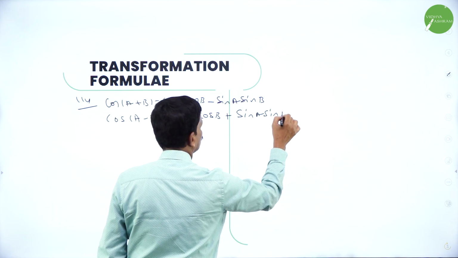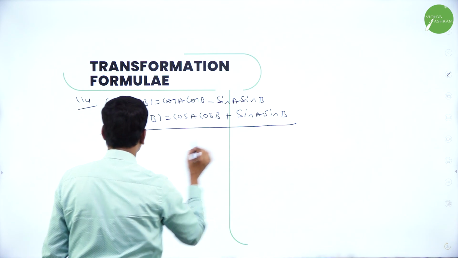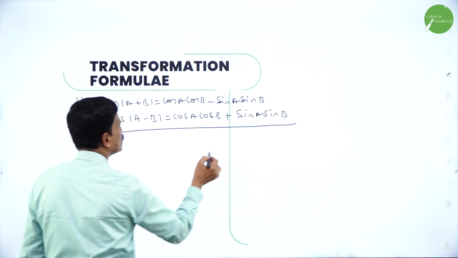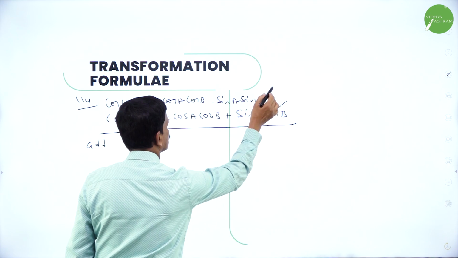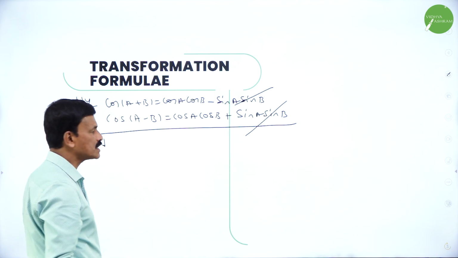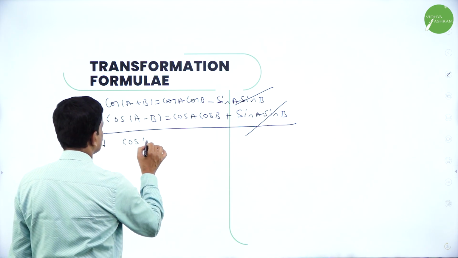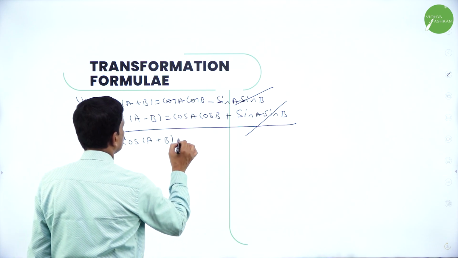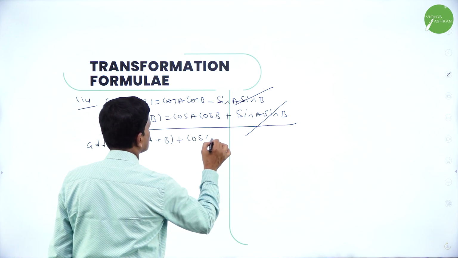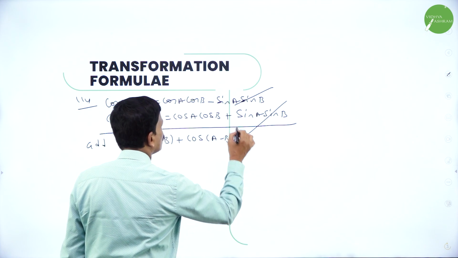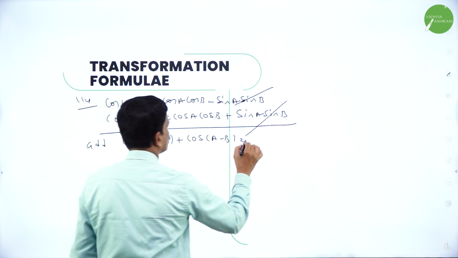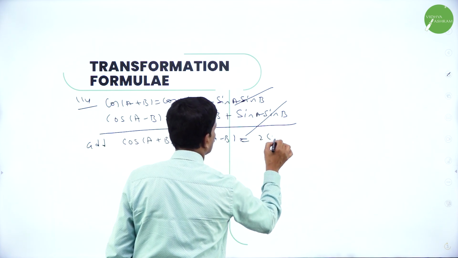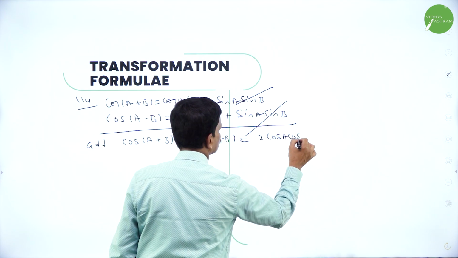Now add these two. By adding, what happens? Here plus sin a sin b and minus sin a sin b get cancelled. On the left hand side, we will get cos(a+b) plus cos(a-b) is equal to cos a cos b plus cos a cos b, which is equal to 2 times cos a cos b.